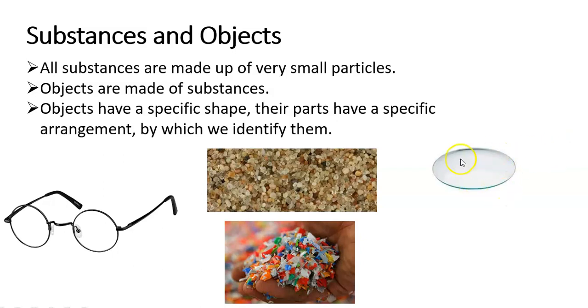Now here I can identify this. This is a piece of glass and I can identify this too. This is a pair of glasses or the frame of those glasses. So what have we learned? We have learned that substances are made of small particles and we make objects using these substances. Objects have a specific shape which we can identify.